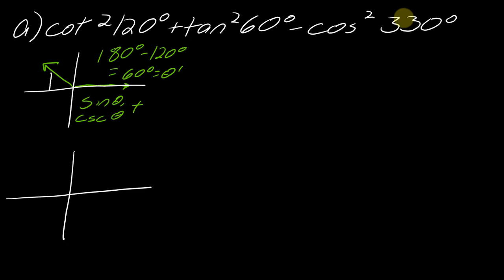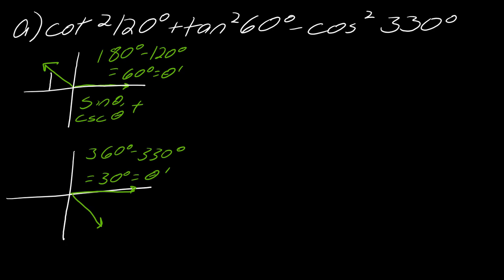And then for cosine squared of 330 degrees, where is that one going to land us? So here's my initial side, and that's going to end somewhere over this way, right? So we go that direction. Okay, so in this case, for my reference angle, I'll take 360 minus 330 degrees. So I get 30 degrees. That is my theta prime in this case.